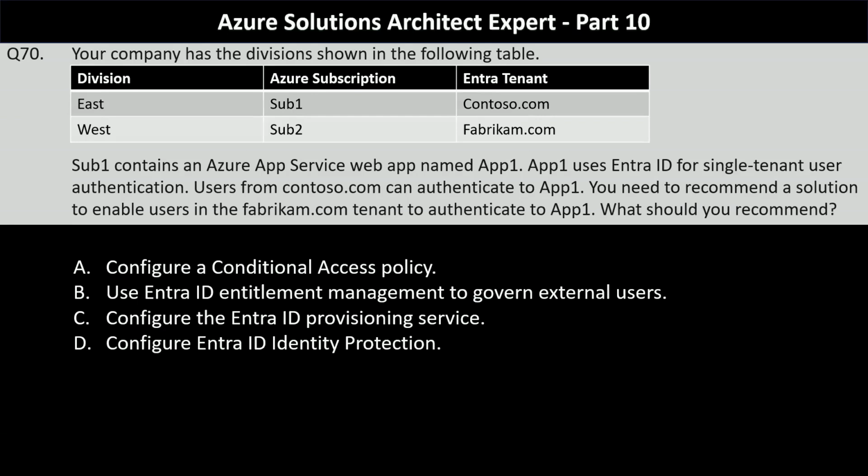App1 uses Entra ID for single tenant user authentication. Users from contoso.com can authenticate to App1. You need to recommend a solution to enable users in the fabricam.com tenant to authenticate to App1. What should you recommend? Your options are configure a conditional access policy, use Entra ID entitlement management to govern external users, configure the Entra ID provisioning service, configure Entra ID identity protection.